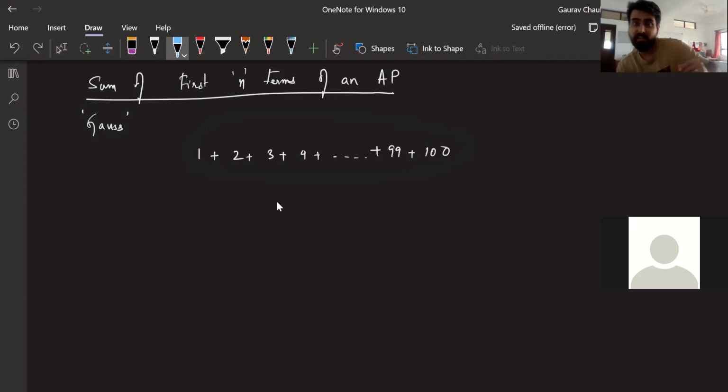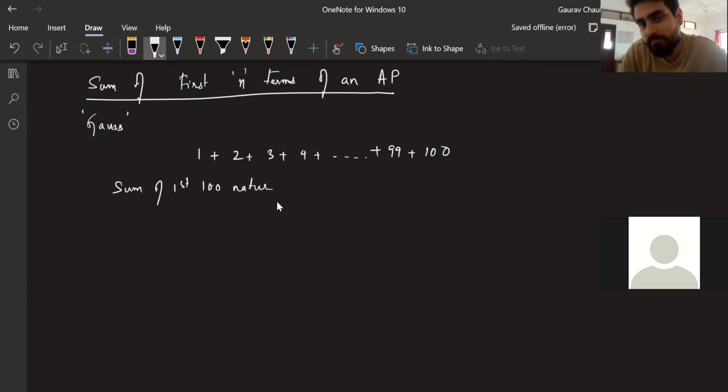Now he gave the answer immediately. He gave the answer within seconds, within a very quick time, that the sum of first 100 natural numbers is equal to 5050. This was his answer.